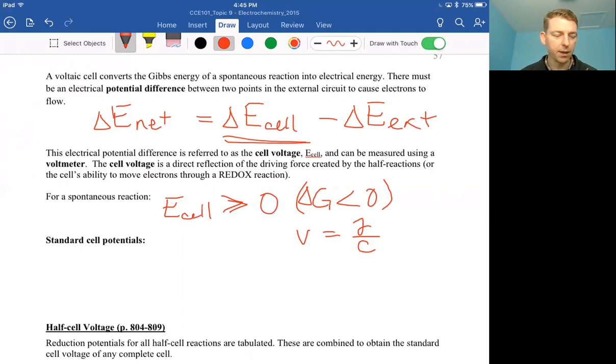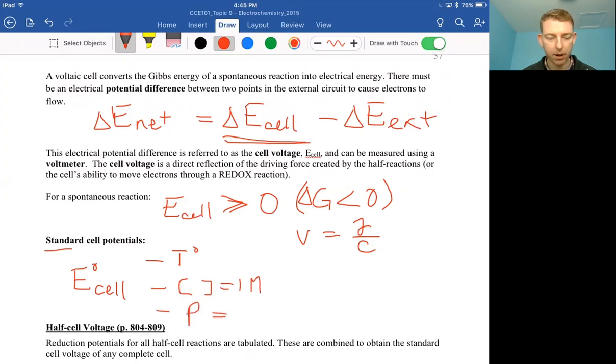Okay, so standard cell potential, like we've seen with other things, we'll use this little degree sign up in the corner to make sure that we're mentioning the standard cell potential. This is going to be at a certain temperature. It's going to be where all concentrations are equal to 1 molar. What else are we going to do? Pressure, we'll just have it at 1 bar.